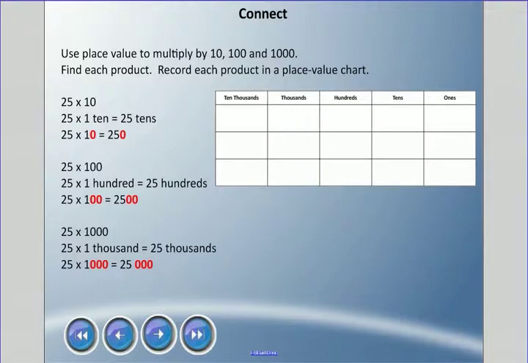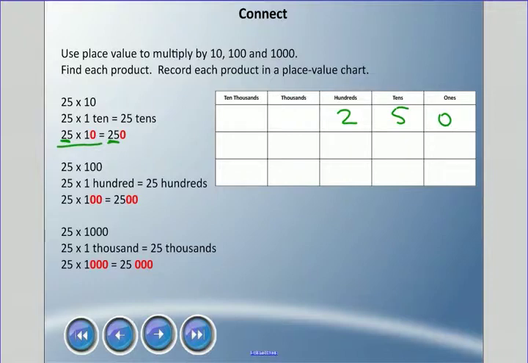So if I wanted to find 25 times 10, what I'm saying is 25 times 10 is 25 tens. And here I've got this 25 times 10, and I don't know if you notice I have these red zeros. What can you notice between what I'm doing here and what I'm doing here? I'm going to plug this in here. I have 250, okay? And then if I do it by 100, 25 times 100 is 25 hundreds.